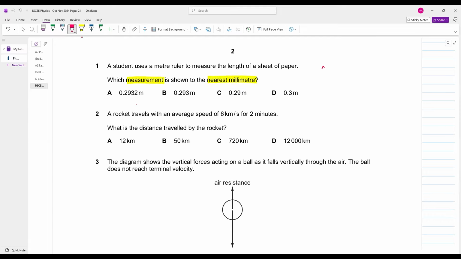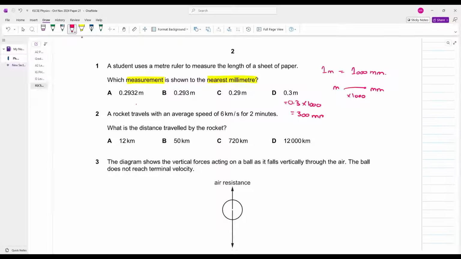Okay, now do you remember 1 meter is equal to 1000 millimeter? Okay, 1 meter is equal to 1000 millimeter. If I see option D, what is happening? You have 0.3 meters. If I convert this, whenever you are converting meters to millimeters, what will you do? You will multiply by 1000. If I multiply 0.3 by 1000, what will I get?